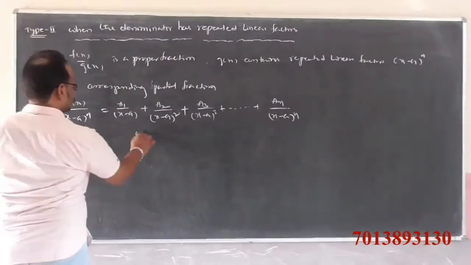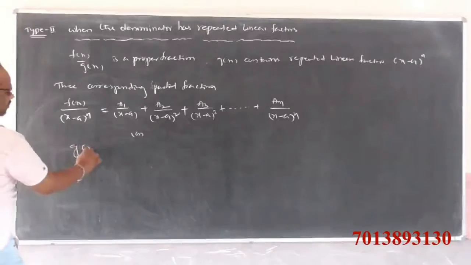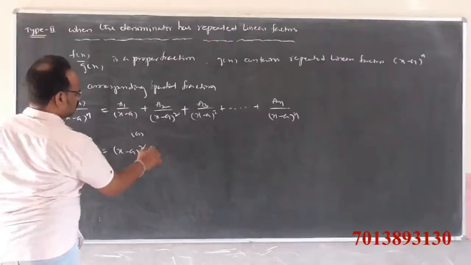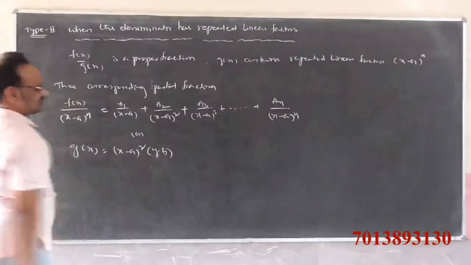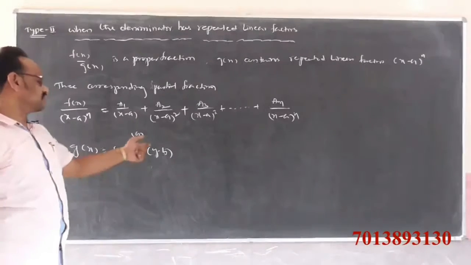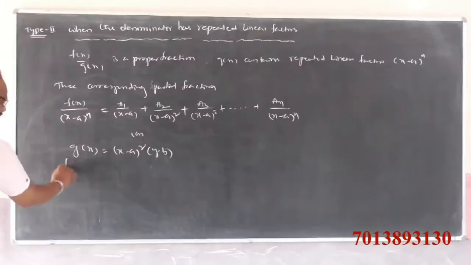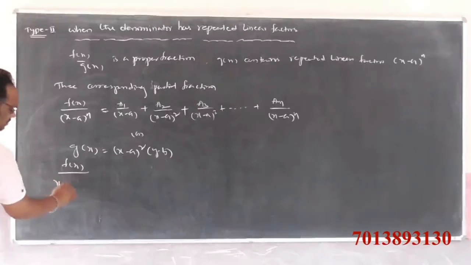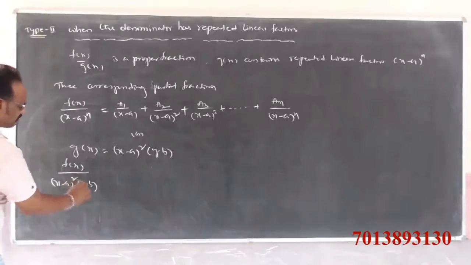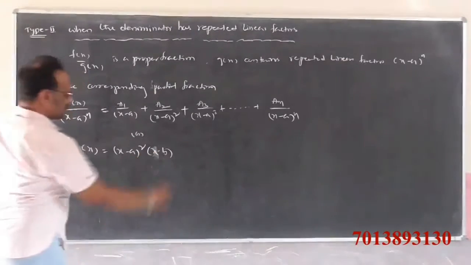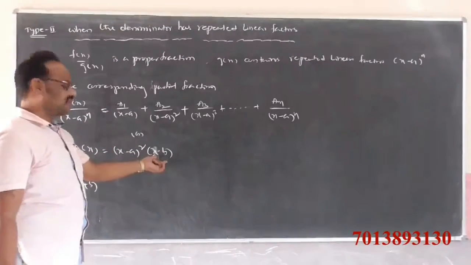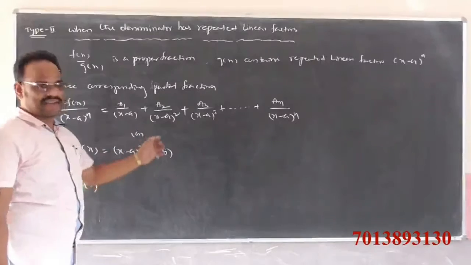or like this also, when the denominator g of x is in the form of x minus a whole square into x minus b. If the denominator g of x contains x minus a whole square into x minus b, then f of x by g of x is nothing but f of x by x minus a whole square into x minus b. Here x minus a whole square is one of the linear factors, and x minus b is also one of the linear factors.